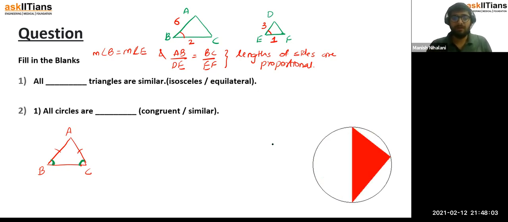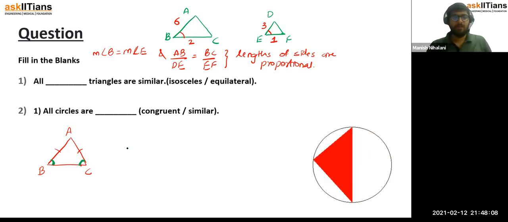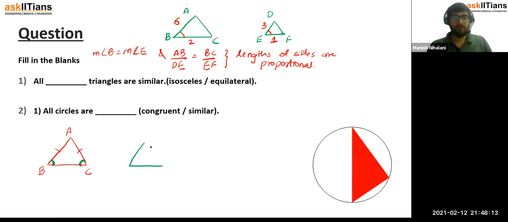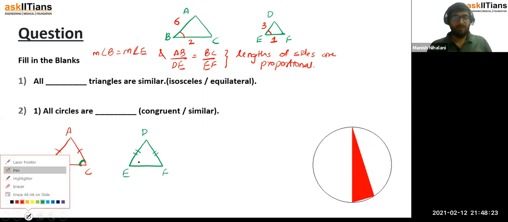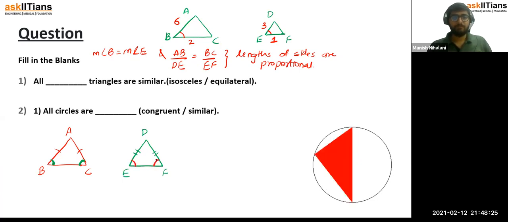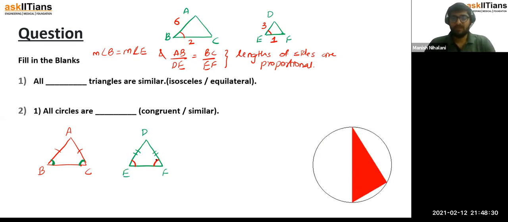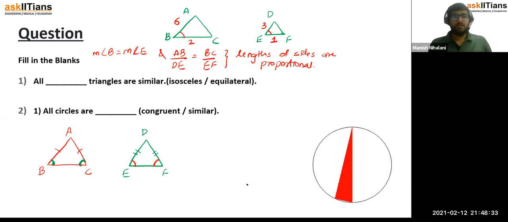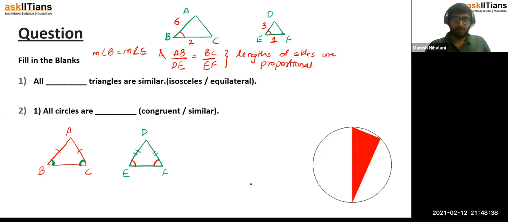So first we need to understand whether all isosceles triangles are similar. So if this is one isosceles triangle and then we have another isosceles triangle like this, let's say this is DEF, right? And we need to understand whether these two triangles will always be similar or not. This is what we need to understand, right? So triangle ABC and triangle DEF, will they be similar? What do you all think?